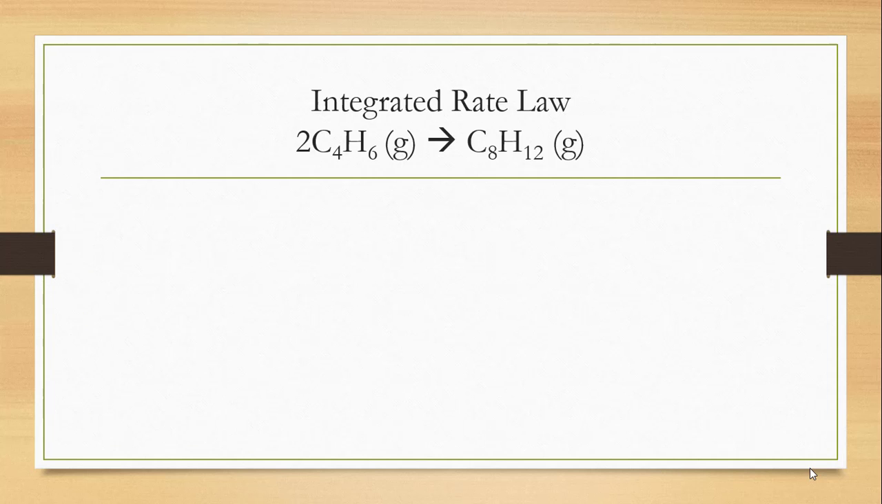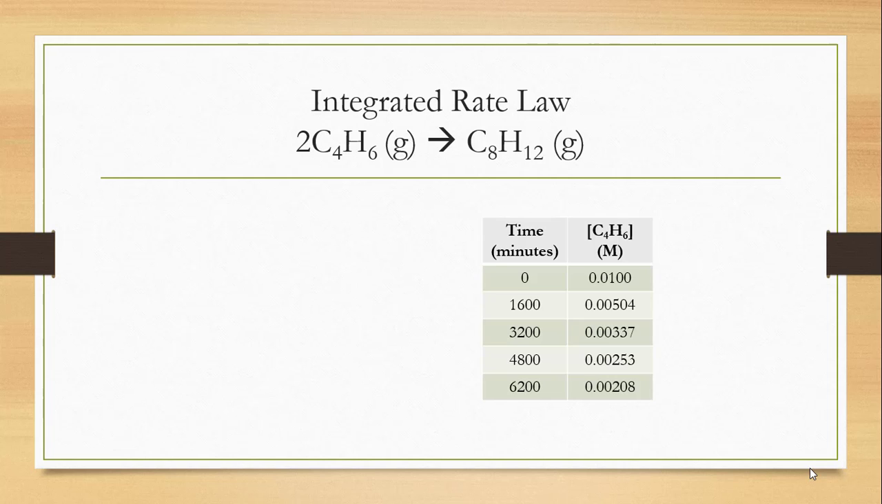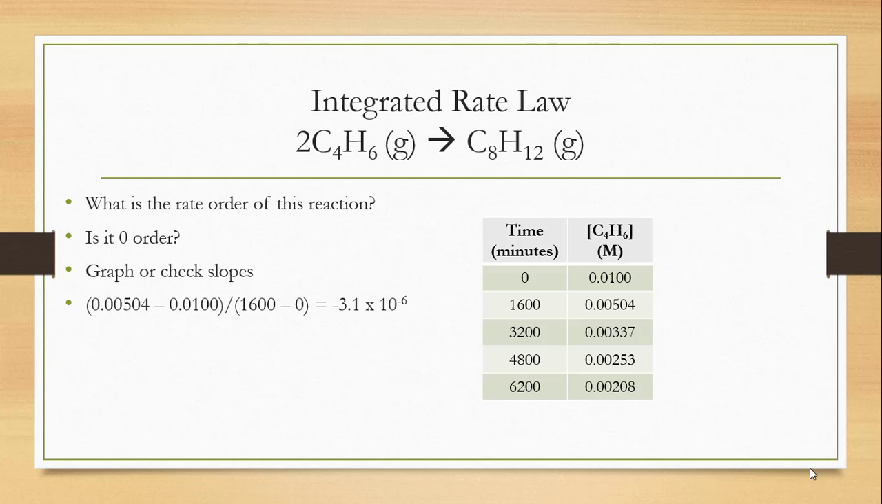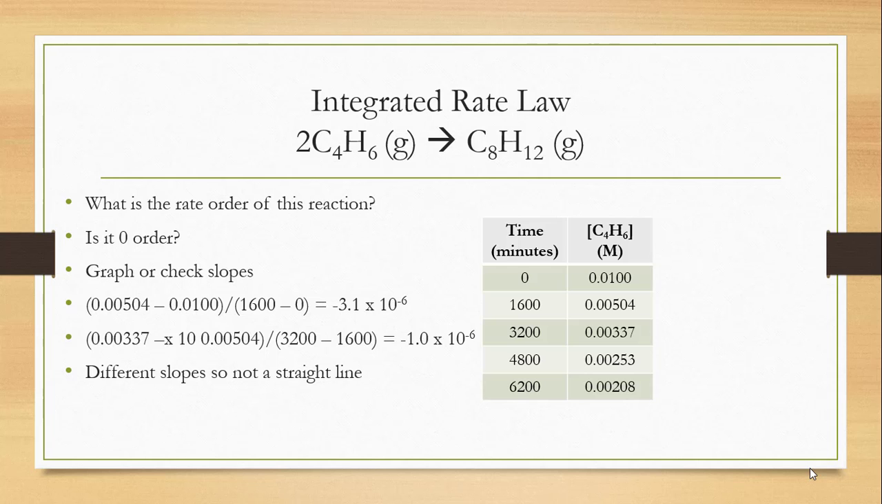So let's take a look at butene dimerizing to form octene. You run the reaction and you get this data. What is the rate order of this reaction? You start with, is it zero order? You either have to graph it out or the down and dirty, check the slopes. So I look at 0 to 1600 minutes. I get a slope of negative 3.1 times 10 to the minus 6th. I look at 1600 minutes to 3200 minutes, and I get a totally different slope. Since I have different slopes, this cannot be a straight line, so it's not zero order.